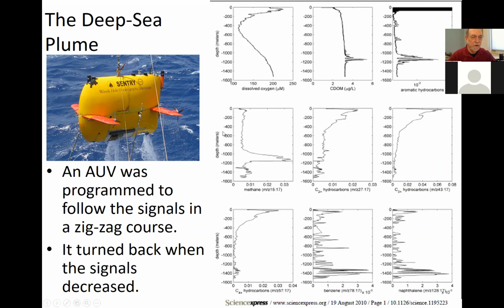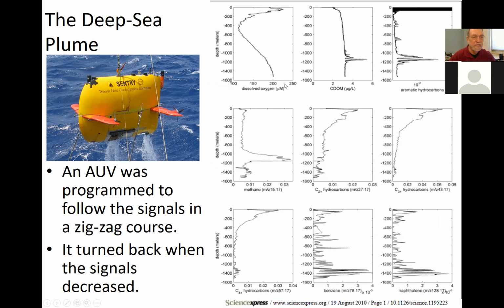As I said, a lot of the oil didn't flow to the surface. And this is an AUV, an autonomous underwater vehicle. So this is a robot which goes to the bottom and then drives around. There are little propellers that push it around, and there are these steering vanes that can control whether it goes up and down. So this AUV was programmed to follow different signals down to the bottom.